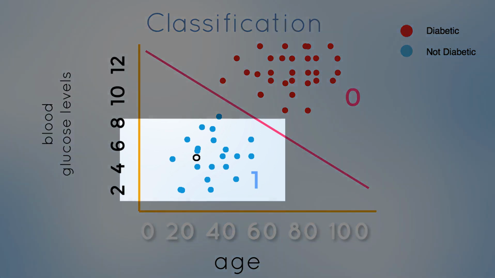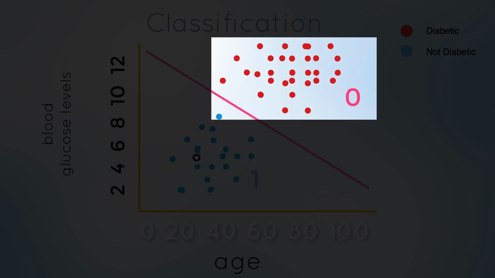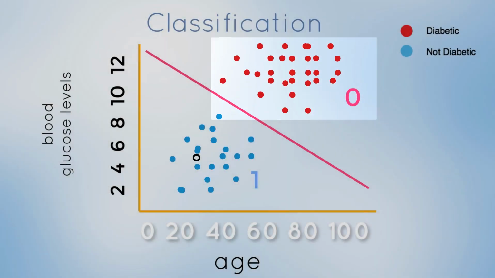Everything here is labeled 1. Everything here is initially labeled 0. We use this labeled data to come up with a predictive model that classifies our data into 2 discrete categories. And using that model, we can now make predictions on newly inputted data which don't have a label, based on whether or not that point lies below the line or above it.